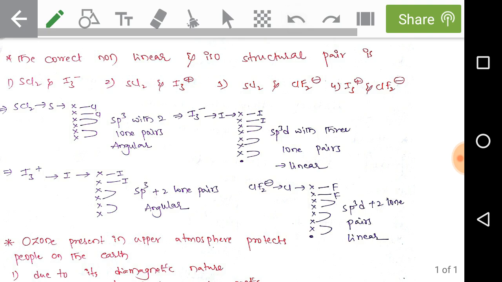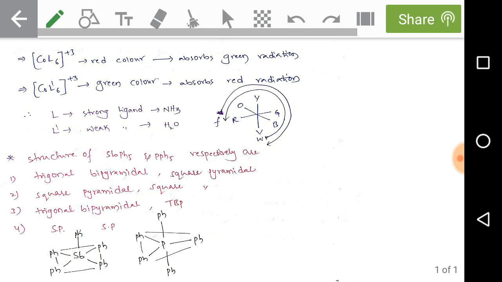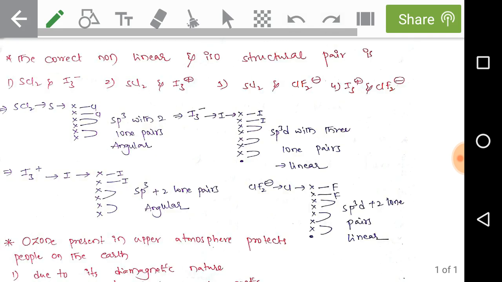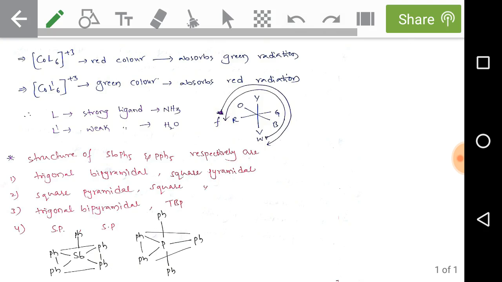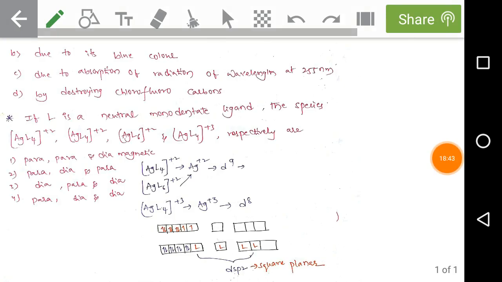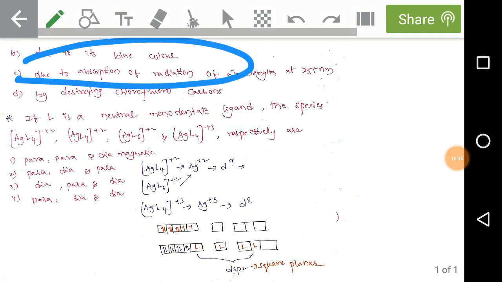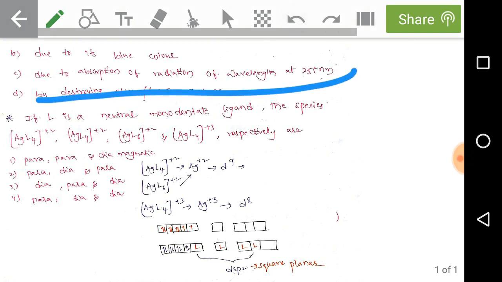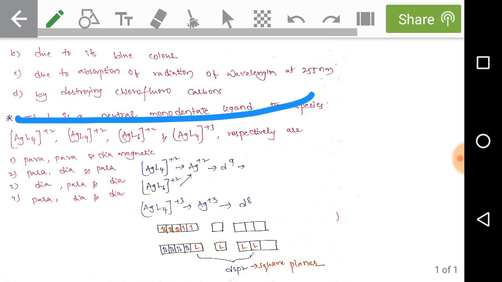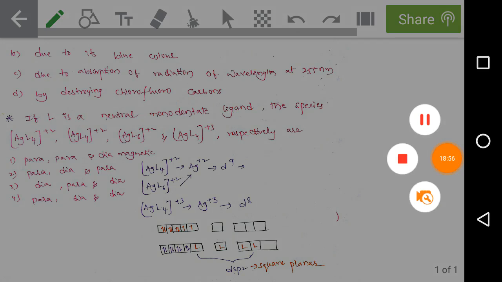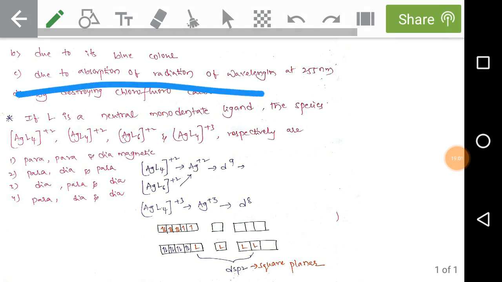Okay, right. Next one, ozone present in the upper atmosphere protects people on the earth due to its diamagnetic nature and its color. Okay, so diamagnetic nature, you can see here, and here its color. Okay, so due to its blue color, due to absorption of radiation of wavelength 255 nanometers, by destroying chlorofluorocarbons. Okay, so just check all the given 4 options, and the correct reason is due to absorption of radiation of wavelength 255 nanometer.